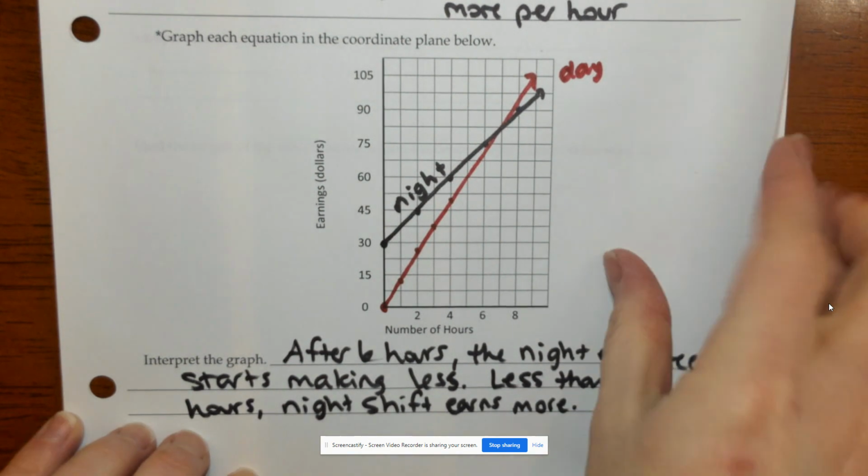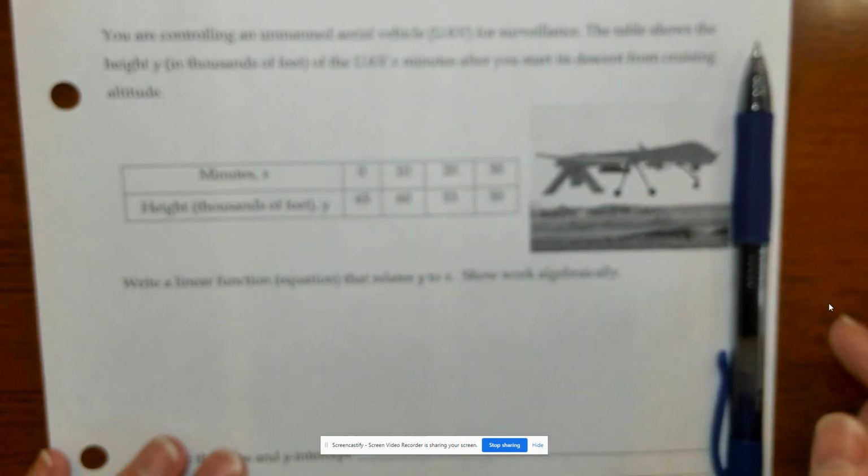All right, then we've got, you are controlling an unmanned aerial vehicle, also called a UAV, for surveillance. The table shows the height Y. Oh, let me see if I can get this focused before I start reading the whole thing. Pause for dramatic effect. There's no dramatic effect. I just can't get it to focus.